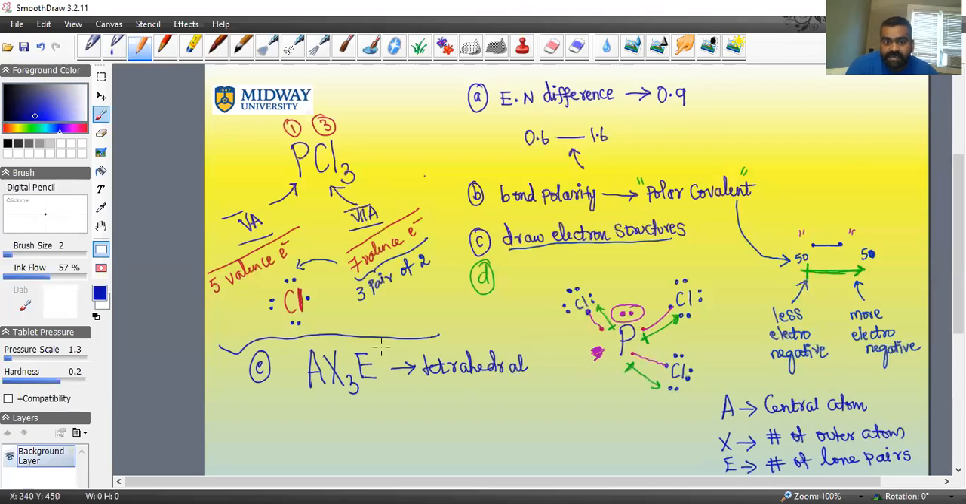So that's E. And I believe this was F, which is the geometry itself. And G is: is this molecule polar or non-polar? Typically, when you have lone pairs, it is polar. Even if your compound is ionic, it is still polar. I will get to that in just a minute. But this is a complete rundown of an electron geometry of a molecule.